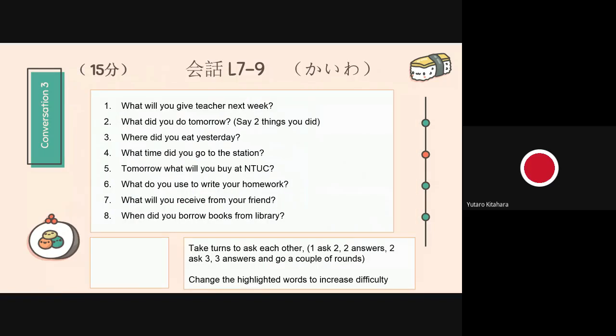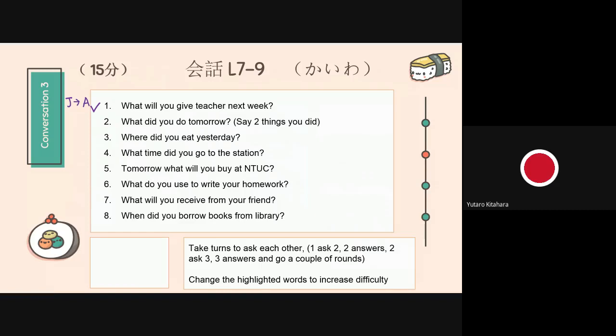It looks like a lot of questions. Yeah, a bit of revision. So, what will you give teacher last? Of course you need to ask Q&A. We just do a few questions. Maybe James can ask Aaron number one. Okay, you can ask now.